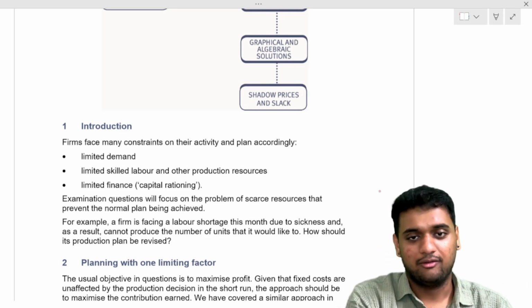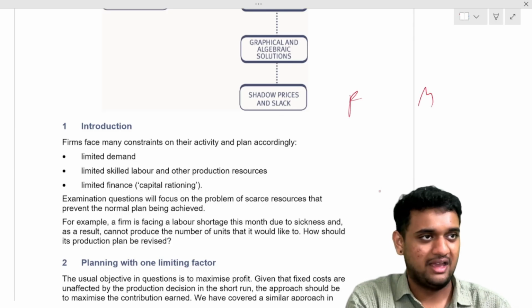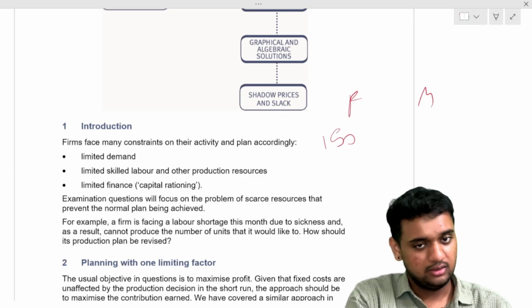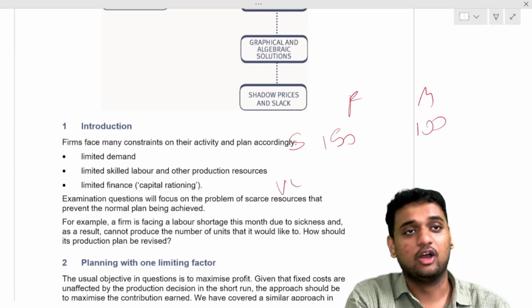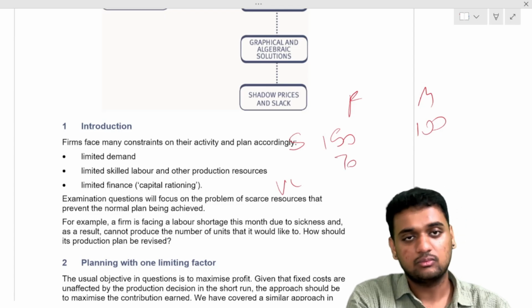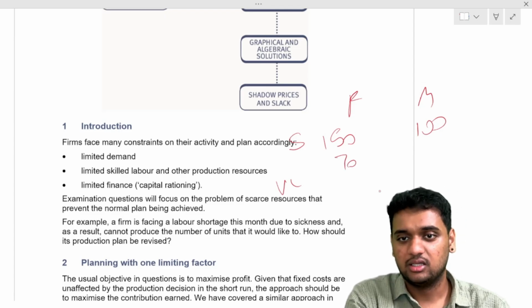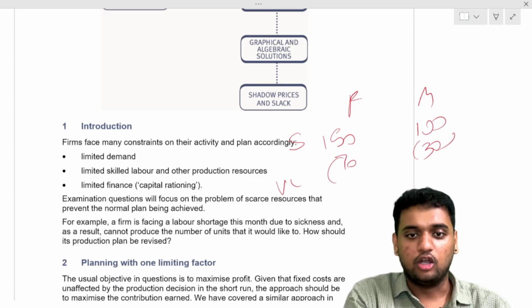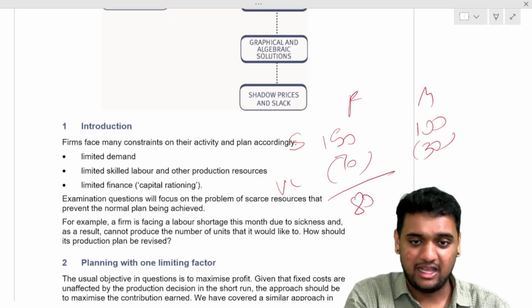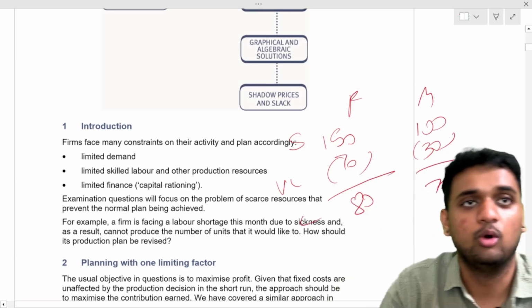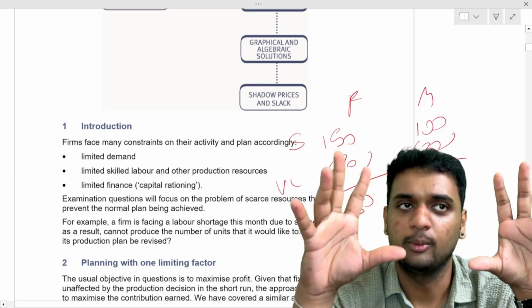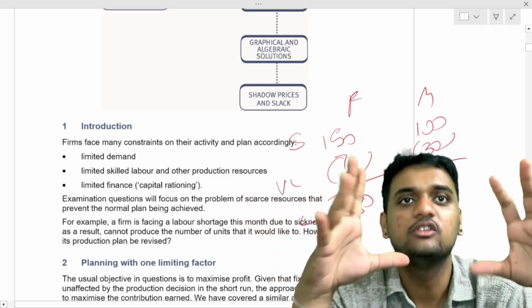Again I will tell, fried rice, momos. Two dishes we have. From fried rice we are getting 150, from momos we are getting 100. Fried rice variable cost is 70. Momo variable cost is 30. Contribution from fried rice is 80. Contribution from momo is 70. Now you tell me, will you produce momos or fried rice? You can produce all of momos, all of fried rice. Which one will you produce more?